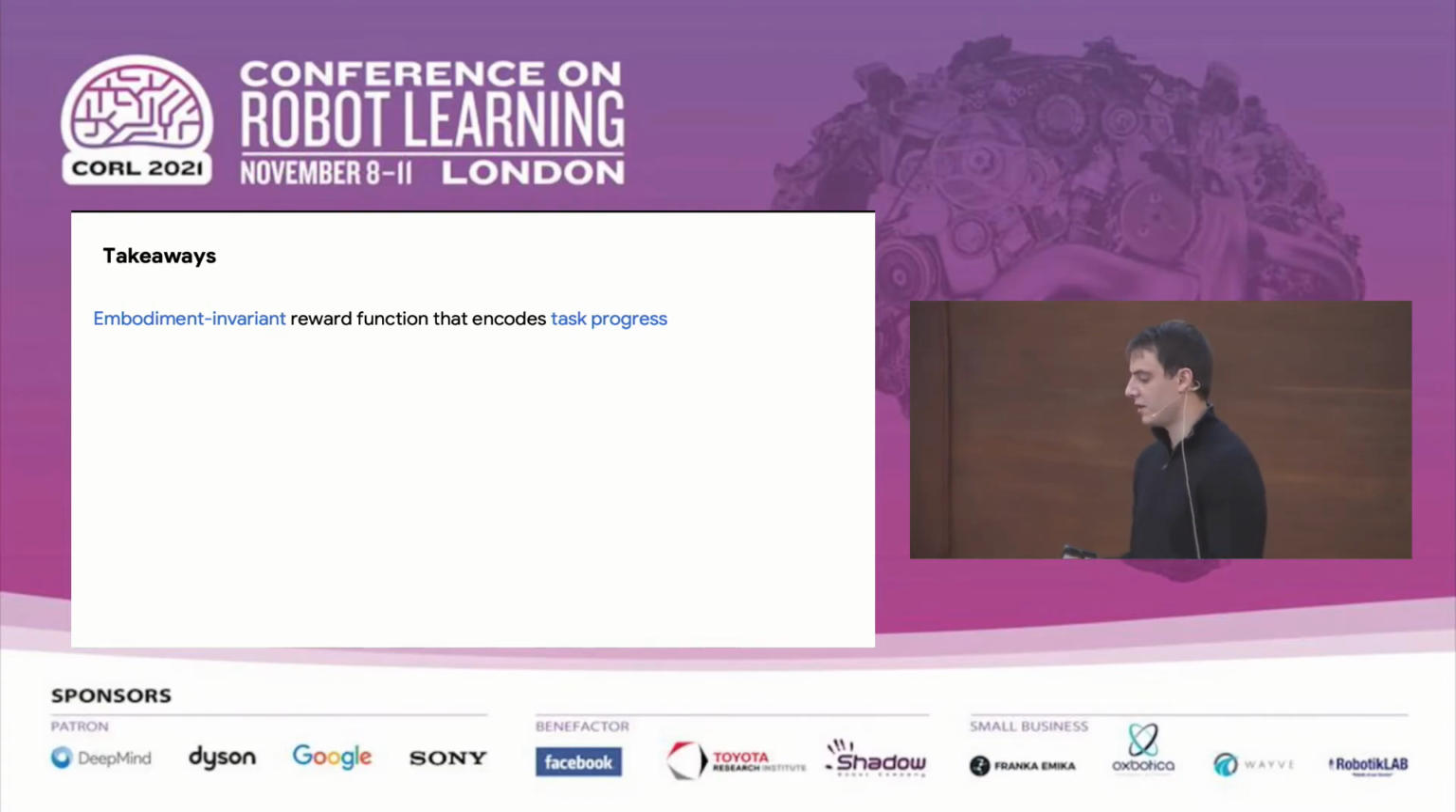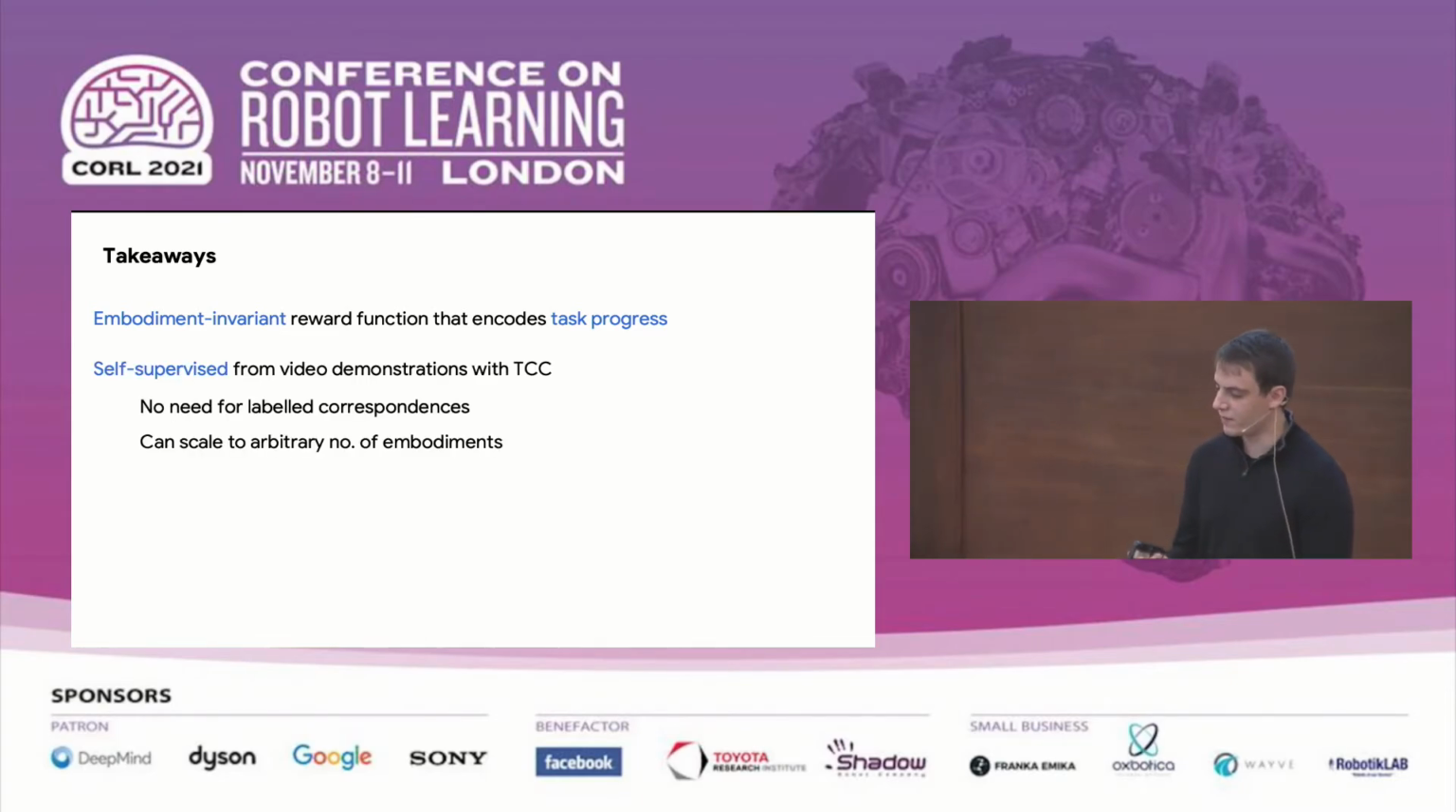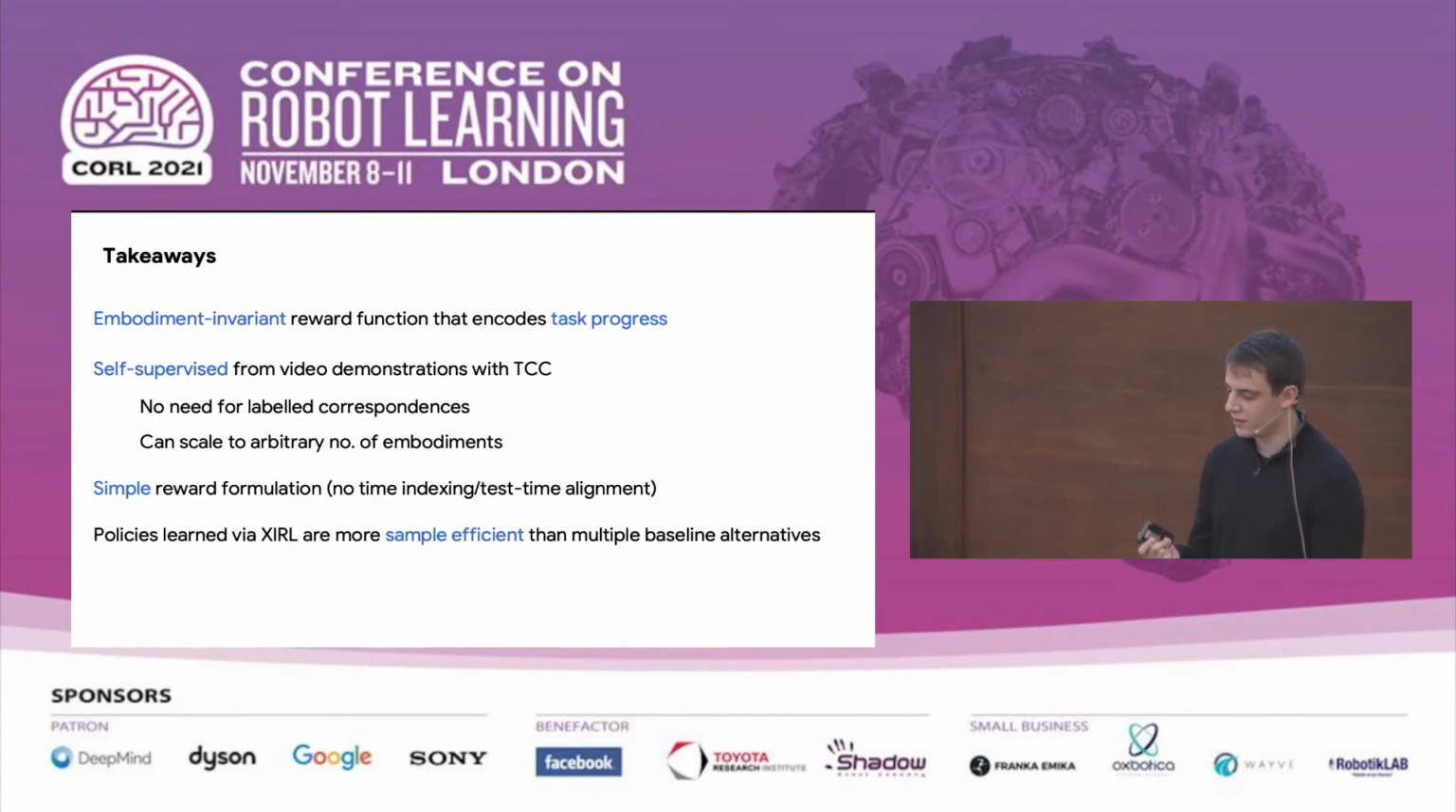And so the main takeaways here: I introduced the cross-embodiment imitation problem, and I showed that especially for robots imitating humans, you're going to face this cross-embodiment problem. And rather than trying to define correspondences from one domain to the other, what we do is we learn a reward function that is embodiment invariant, and that encodes task progress. We showed how we can self-supervise this reward using a temporal cycle consistency objective, and that a simple reward formulation that doesn't use any time indexing or test time alignment can result in very sample efficient policies that beat baseline alternatives.